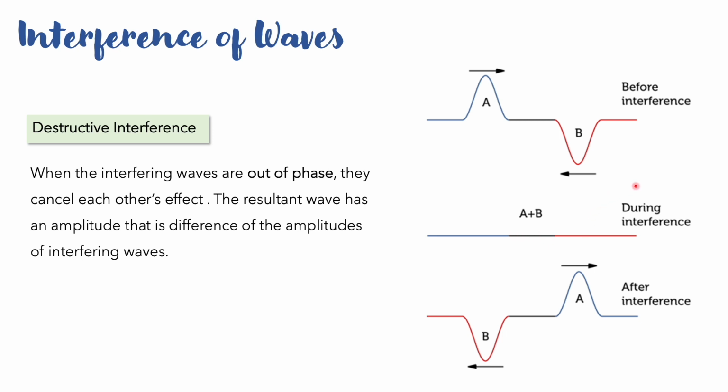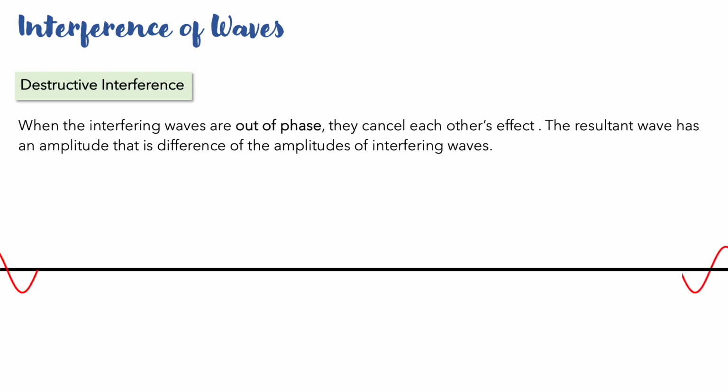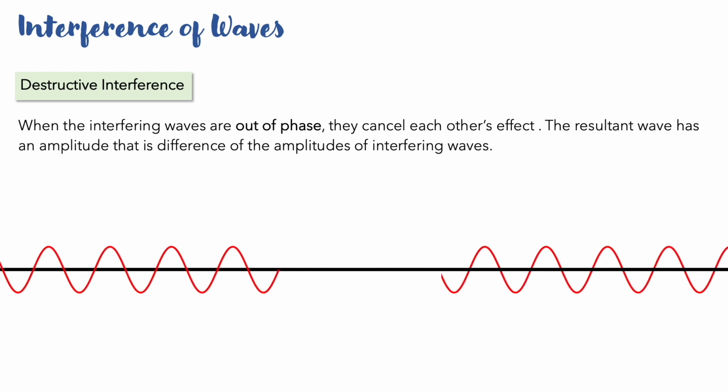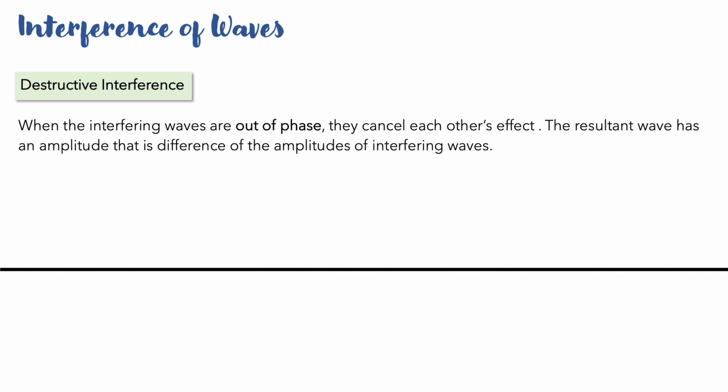So this thing happens during the interference. Once the interference is over, because A was moving in this direction and B was moving in this direction, when they continue to travel a little further, they retain their shape again and then keep on traveling as they were before interference. Okay, let's see that in action. When these two waves approach each other out of phase, they meet, cancel each other and then continue traveling again.